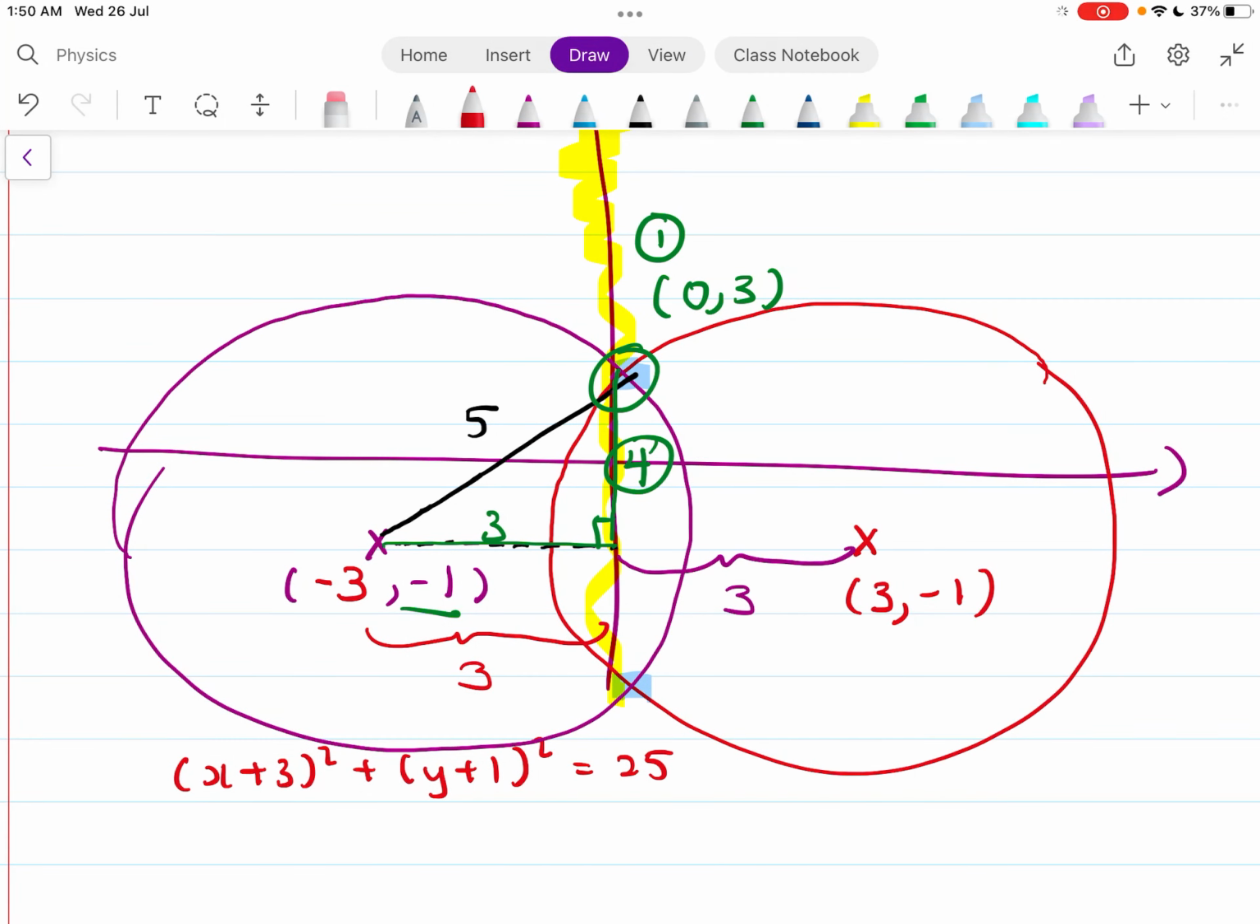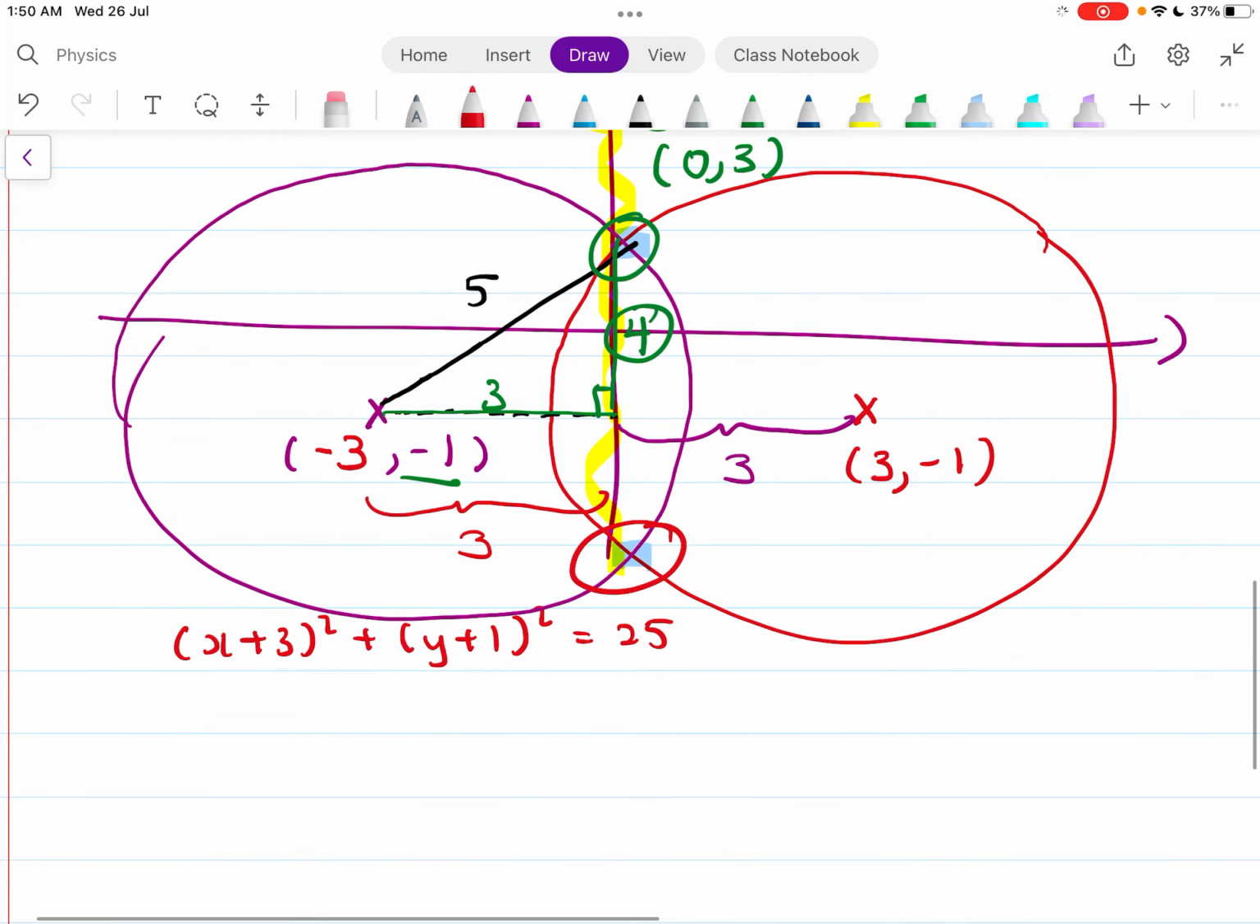Okay, what about the second intersection? Second intersection will be right here, right? So same idea. I draw the radius. Let me just erase a few things first. Okay, never mind, just draw. So this will be 5 units, right? So same idea. This thing will be 3 units, and this thing will be 4 units.